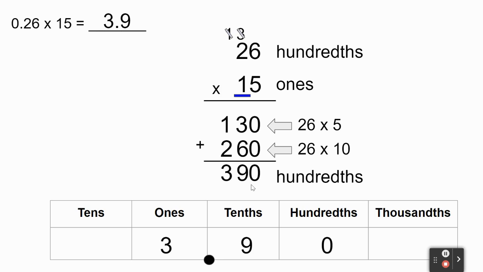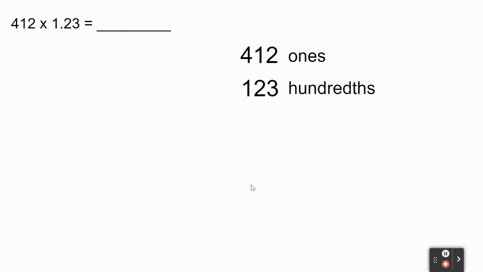Let's try another problem. Here we have 412 times 1 and 23 hundredths. We're first going to write 412 ones, since the 2 is in the ones place, times 123 hundredths, since the 3 is in the hundredths place. We're going to multiply these numbers together, starting by multiplying the digits in the ones place.